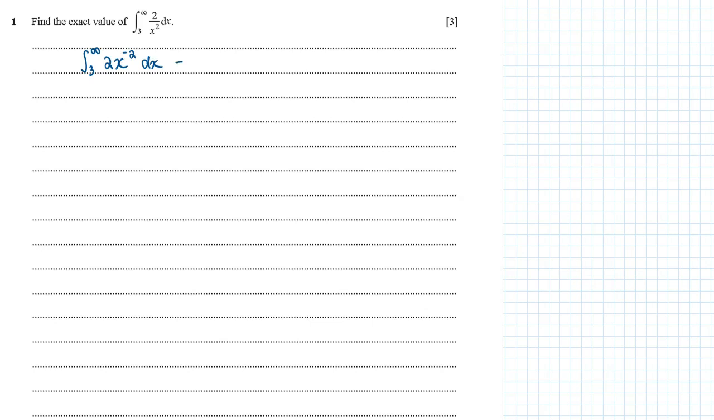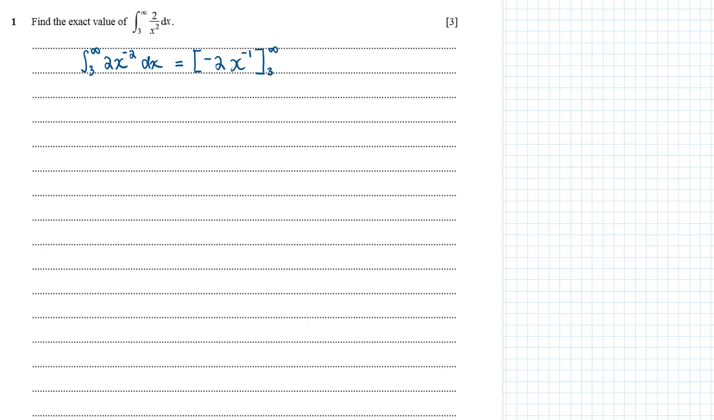So it's integration, remember, not differentiation. For integration, we add 1 to the power, so negative 2 becomes negative 1. And then we divide the coefficient by the new power. So we're dividing 2 by negative 1 and it turns into negative 2. The boundaries stay the same, 3 to infinity.